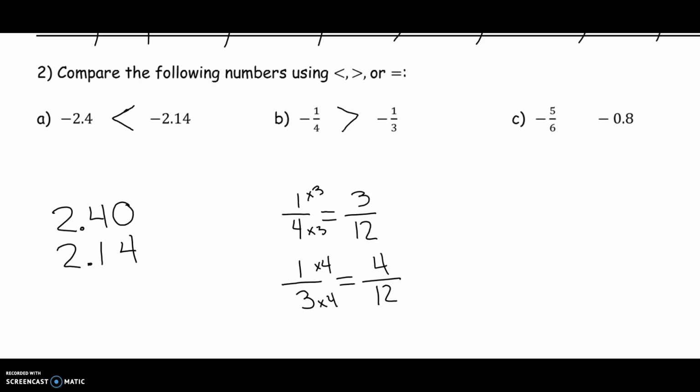Another way to think about this would be to remember that when the numerators are the same, a bigger denominator means smaller pieces. So 1/4 is smaller than 1/3, but because they're negative numbers, it means we're moving not as far to the left on the number line.